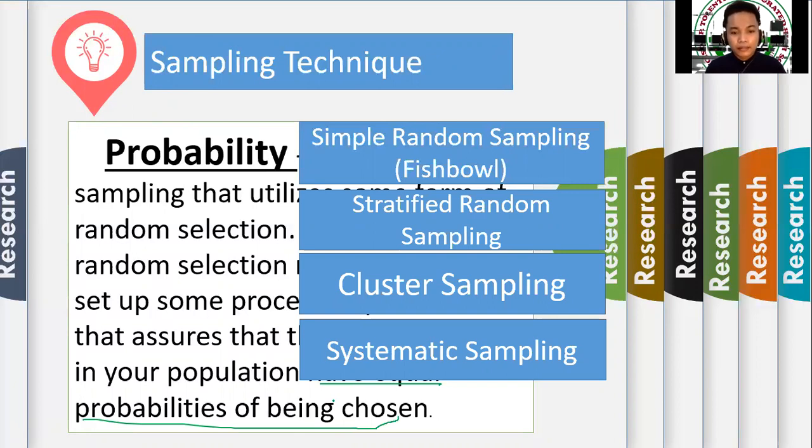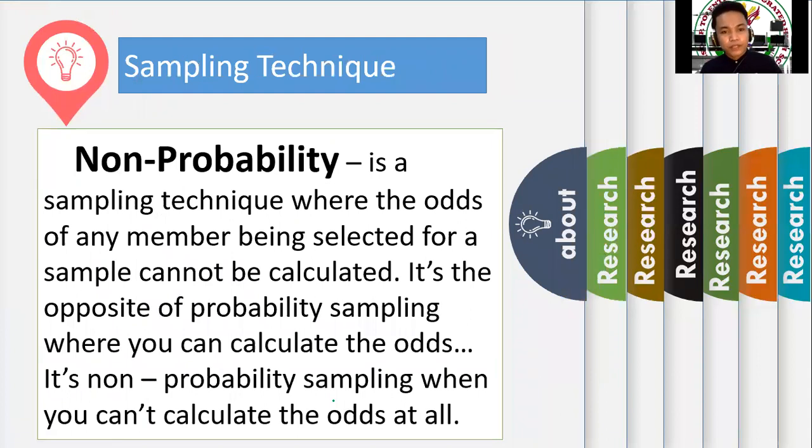Okay? Because with all of these, all the participants have a chance to be chosen or to be part of your study. And the second one is non-probability. It is a sampling technique where the odds of any member being selected for the sample cannot be calculated, or it's really hard to get the final results of your study.